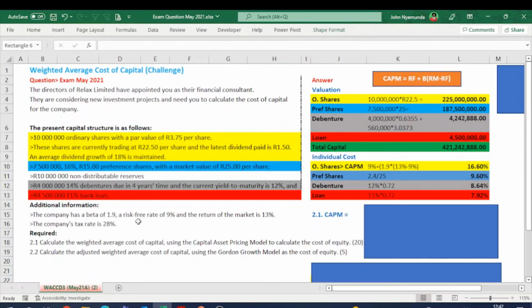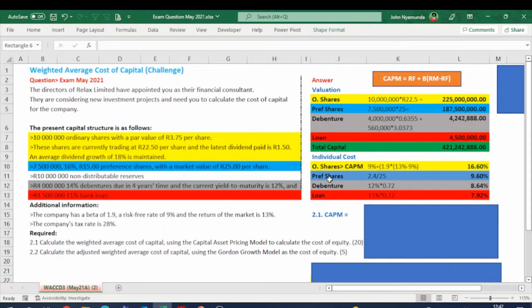Our risk-free is given here, 9% in line number 15. You put your 9 there. Beta is given here, you put your 1.9 there. Times return from the market, which is 13, you put your 13 there. Minus risk-free, which is 9, gives you 16.6.